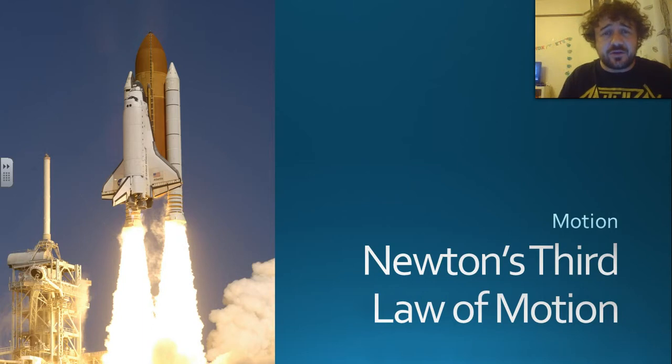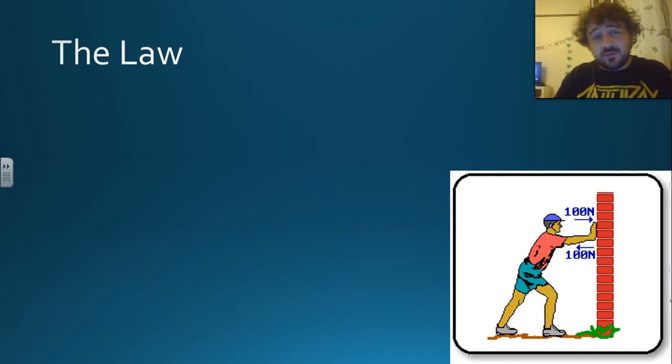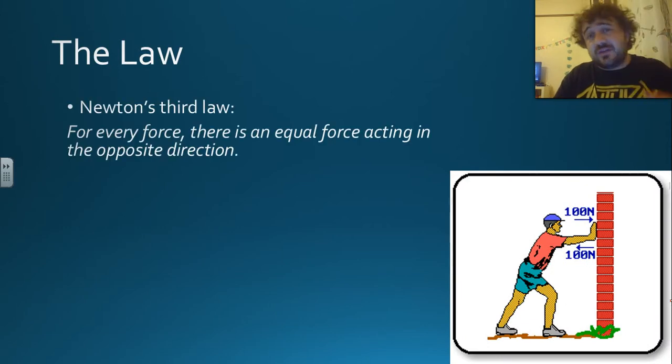Alright, we're going to talk about Newton and his third and final law of motion, as far as we're concerned. Newton's third law of motion is essentially the reason we can look at this rocket, or shuttle, sorry, and watch it take off. It relies heavily on his second law, they inform one another, and we'll get to that in a second. So, the law, what does it say? For every force, there's an equal force acting in the opposite direction.